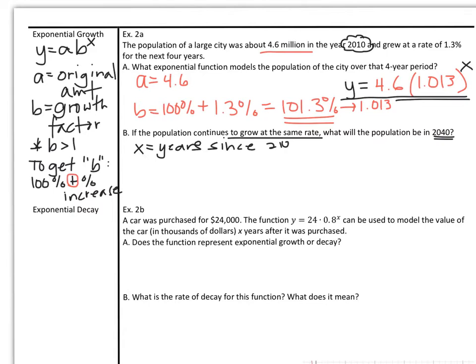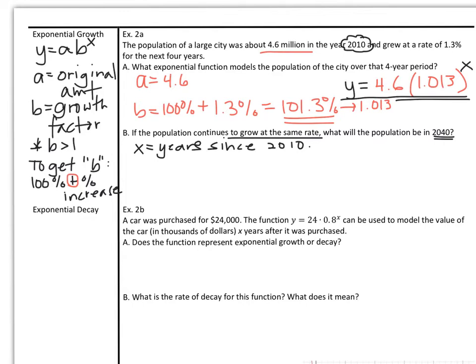Remember up at the beginning, when it talked about the population initially, they started the population in the year 2010. X would then actually represent years since that time. For example, this year, 2020, we wouldn't plug in 2020 to the equation. 2020 would be 10 years after the year 2010.